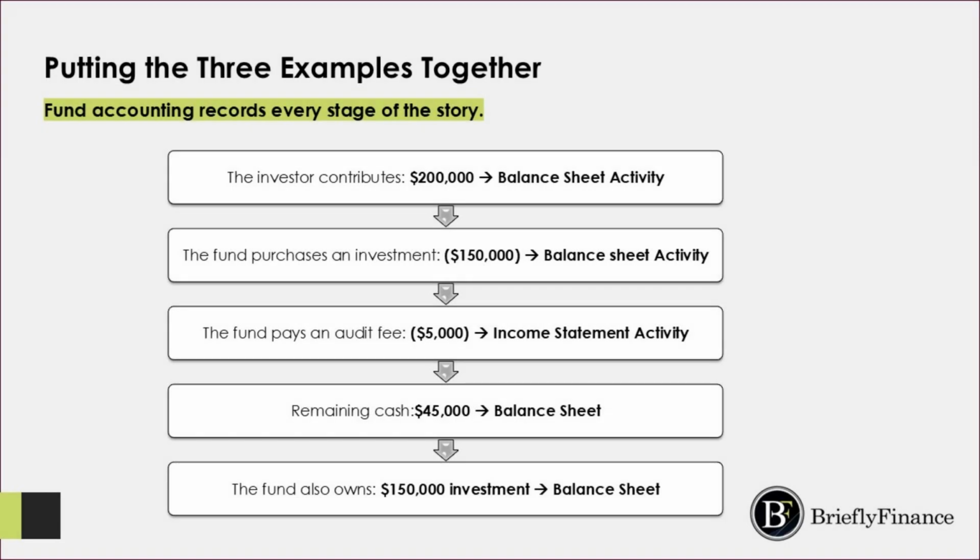Now let's put the three examples together. The investor contributes $200,000. That is mainly balance sheet activity, because cash and investor capital increase. Then the fund purchases an investment for $150,000. That is also balance sheet activity, because cash decreases and investments increase. Then the fund pays a $5,000 audit fee. That is income statement activity, because an expense is recorded. After these transactions, the fund has $45,000 of cash remaining. It also owns a $150,000 investment, so fund accounting records every stage of the story.